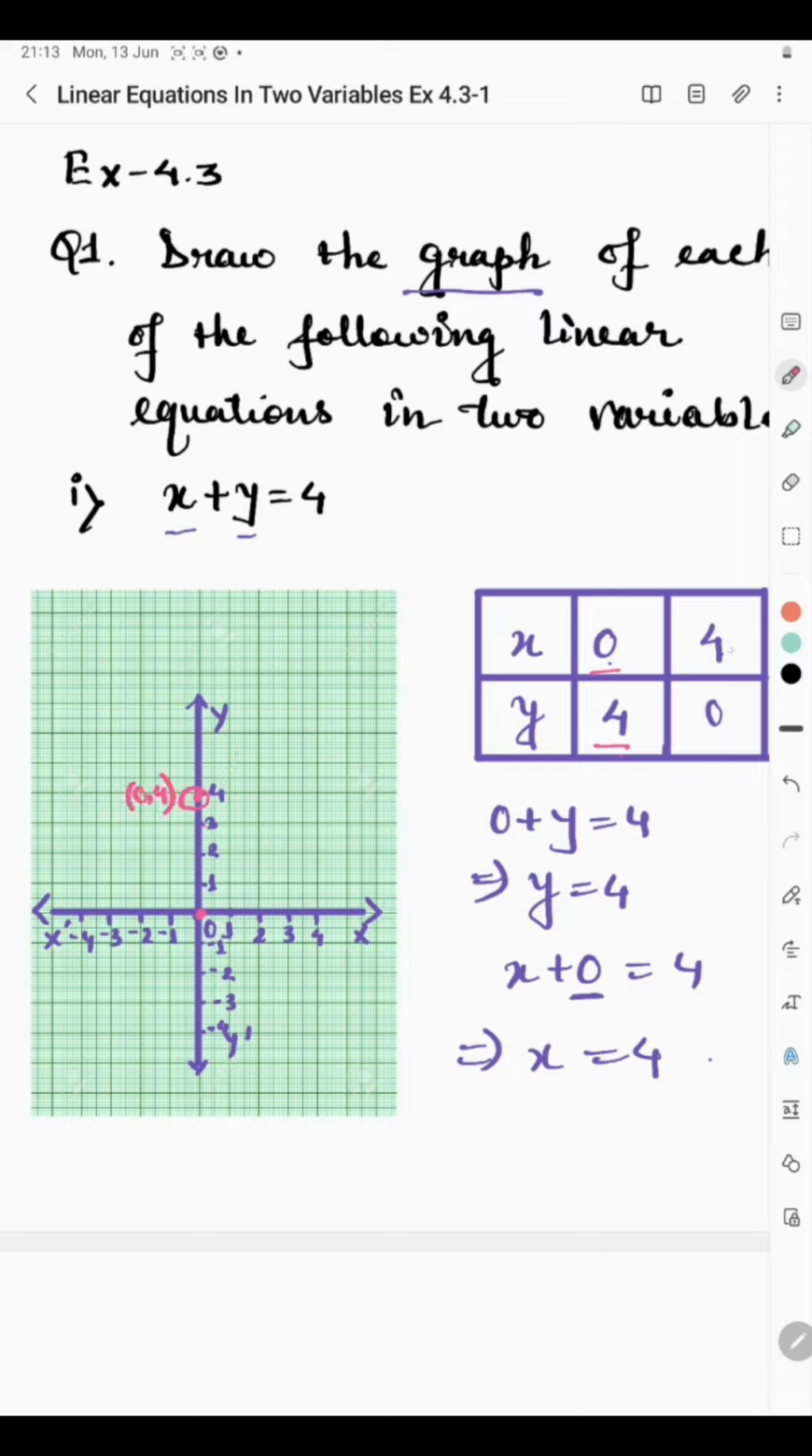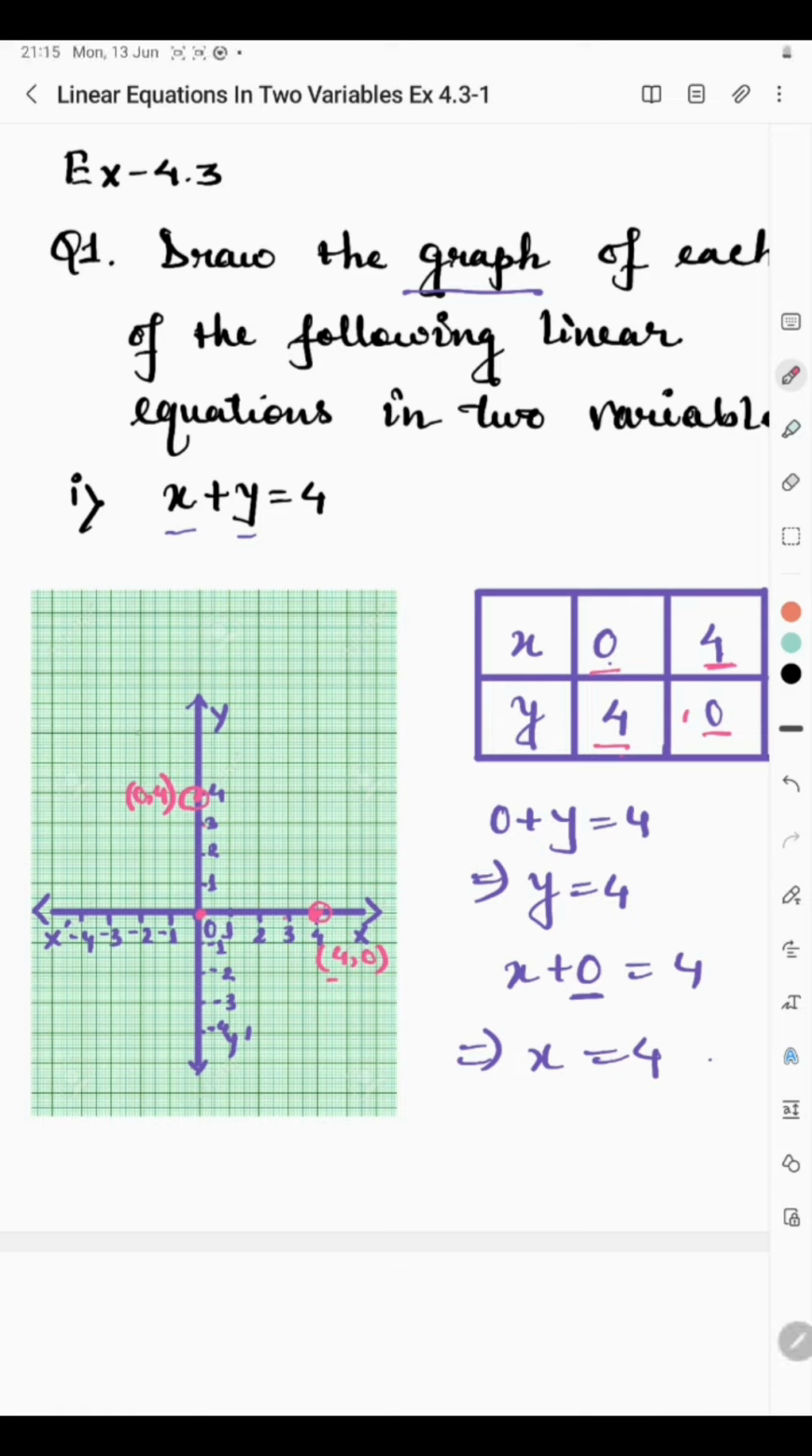Okay, now another solution is (4, 0). 4 means the value of x. So 1, 2, 3, 4. 4 is positive, right? So here is 4. Now the value of y is 0. Now where is 0? See, here is 4. And since the value of y is 0, that means we are not moving from here. We are standing over here. And we know that on the x-axis, the value of y is 0. So here is (4, 0). 4 is the value of x and 0 is the value of y. Now here we have got the two coordinates.